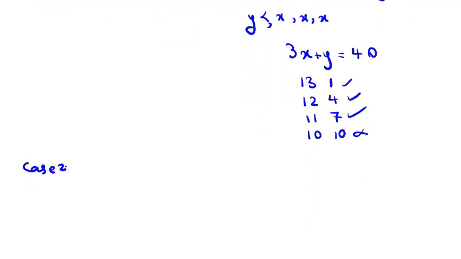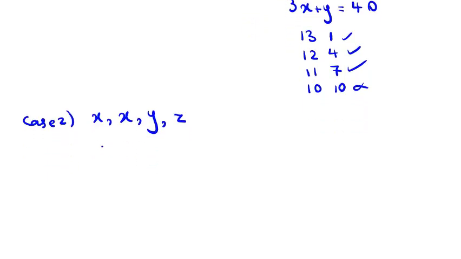In the second case we have 2 like this, x, y, and z. So here the mode is x, and look, if for example y and z both of them are less than x, then here we know y is not equal to z, because if y equals z we don't have a mode, and x is not equal to y, x is not equal to z.